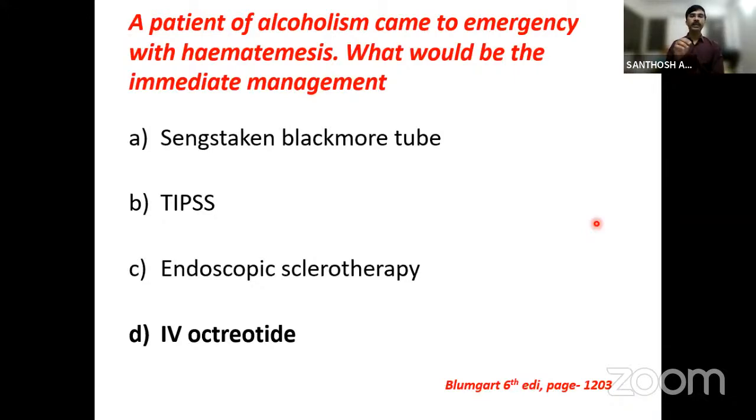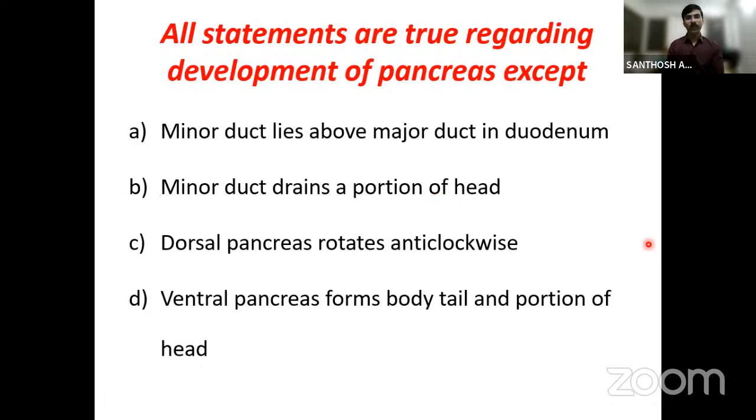The Sengstaken-Blakemore tube should be inserted only in an acute bleed which doesn't stop with IV octreotide. We don't have endoscopy in our setting, so we insert the Sengstaken-Blakemore tube, fill the gastric balloon, pull it and hitch it on the GE junction, and then shift the patient to a place where endoscopy is available. TIPS, yes, it is used in the acute setting when endoscopy or endotherapy has failed. Endoscopic banding and endoscopic sclerotherapy are the definitive management most commonly followed for acute variceal bleed in most places. So the next question is, all statements are true regarding the development of the pancreas except.